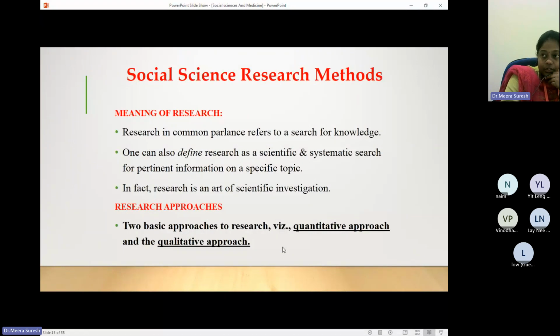So that's the relevance of social science in medicine, why we need to learn about social science, and the role of social scientists in medicine.